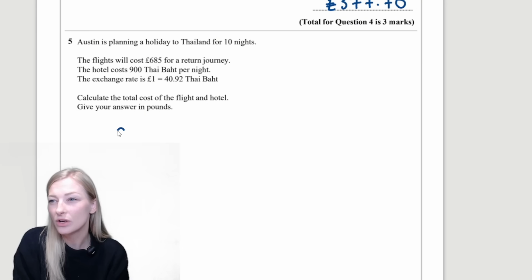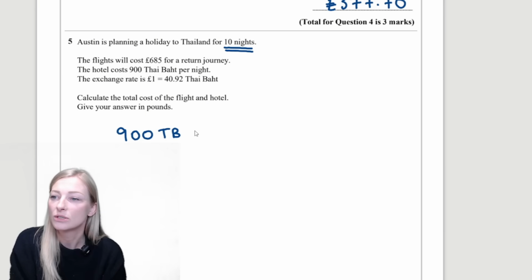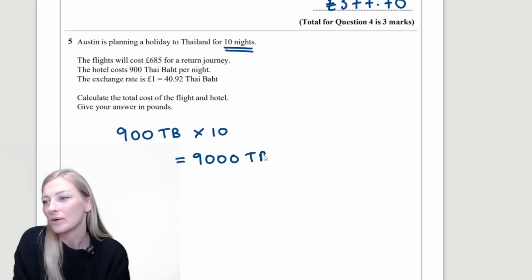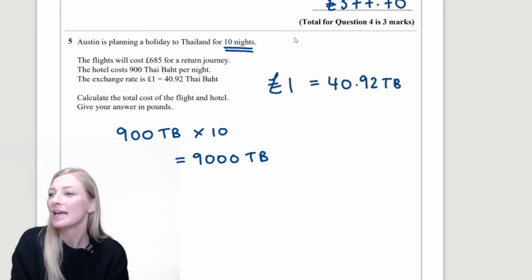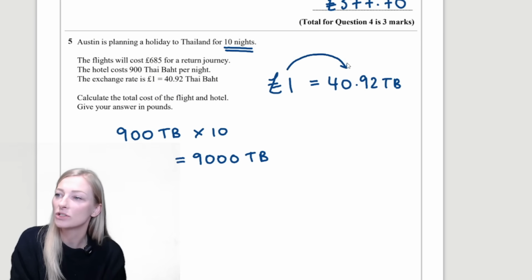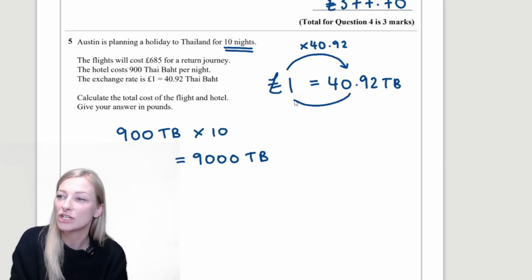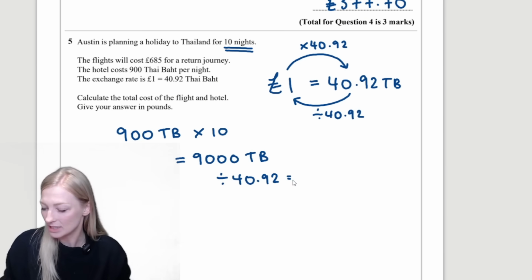Now the hotel costs 900 Thai baht per night, and we know that Austin is staying for 10 nights. So we're going to multiply that by 10, which is 9,000 Thai baht. Now, to get that into pounds, we need to look at the exchange rate. We know that £1 is equal to 40.92 baht. If we were going from pounds to Thai baht, we would multiply by 40.92. But because we're going the other way, we're actually going to divide by 40.92. So I'm going to take my 9,000 and divide it by 40.92 in order to get that into pounds.